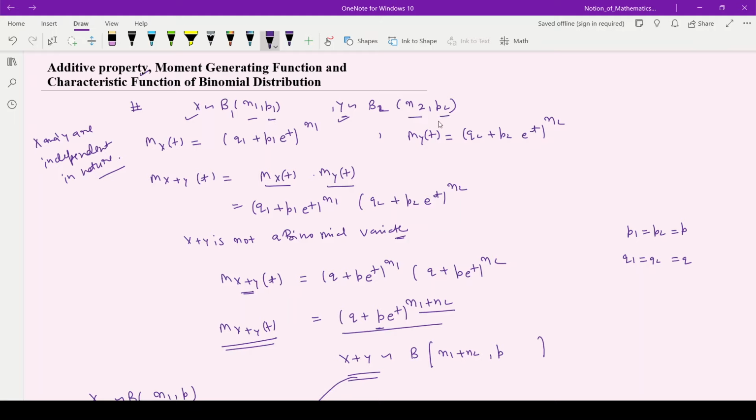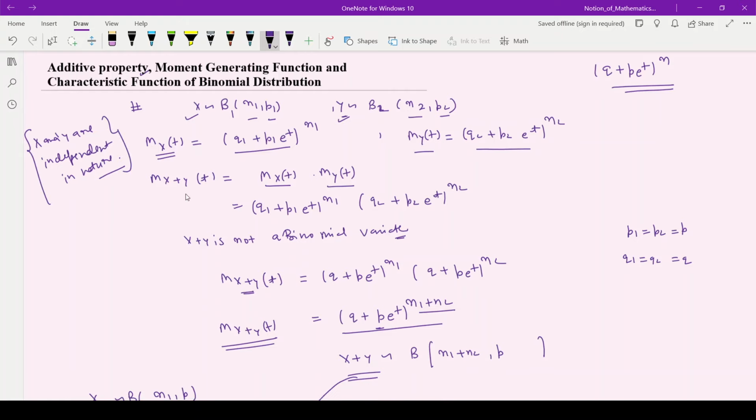n2 and p2. So students, we know the moment generating function of the binomial distribution has the form (q + p e^t)^n. I mean to say this is the M.G.F. of the binomial distribution. So for the random variate X, it will be (q1 + p1 e^t)^n1, and for Y it is (q2 + p2 e^t)^n2, and here X and Y are independent in nature.